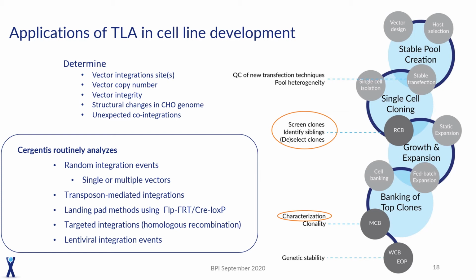Targeted integrations, this is what we routinely analyze in our transgenic models over hotspots, integrating landing pads, of course, whereby we can, with TLA, assess potential off-targets, the QC of the on-target efficiency, and whether single or multiple copies have integrated. And then sometimes in CHO we see some lentiviral integrations, whereby again we can look at backbone integration or concatemerization.